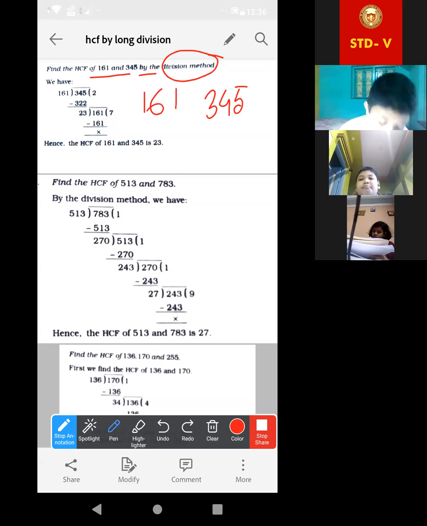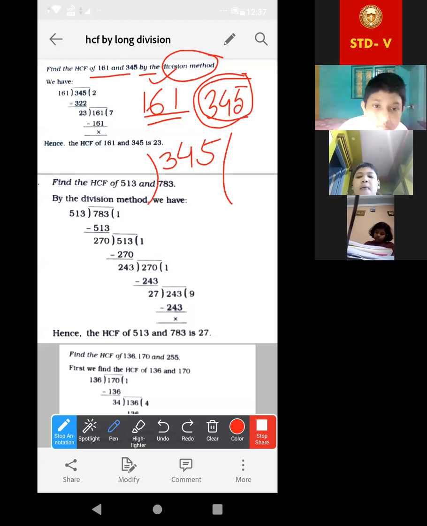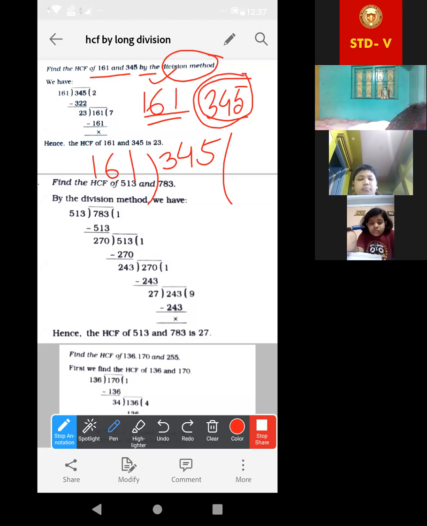By its name, division method, that means definitely we have to divide. So definitely we can divide a greater number by a smaller number. So the first rule will be, by the smaller number we have to divide the greater one. 345 here we have to divide by 161. Understood? This one up to this. The first step. Now just continue the division.